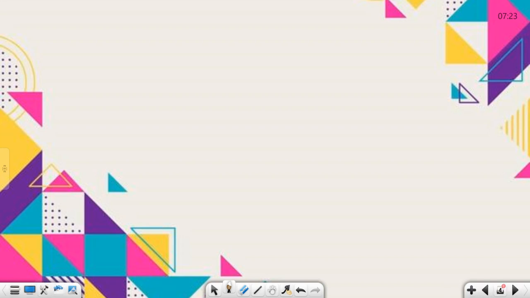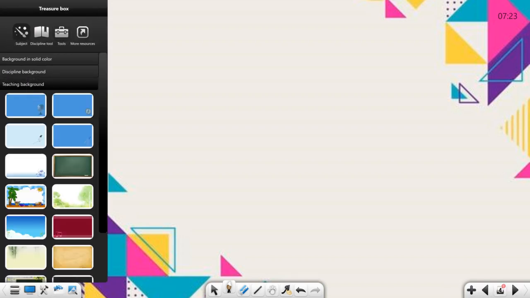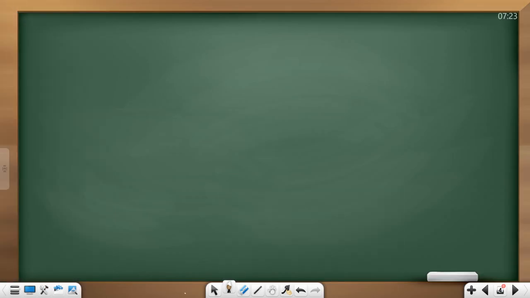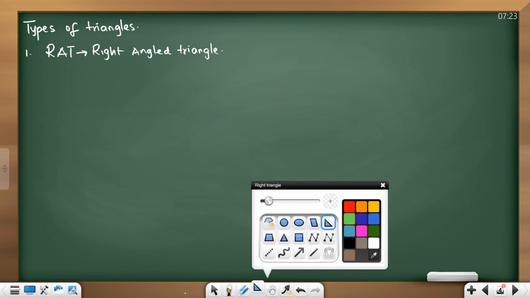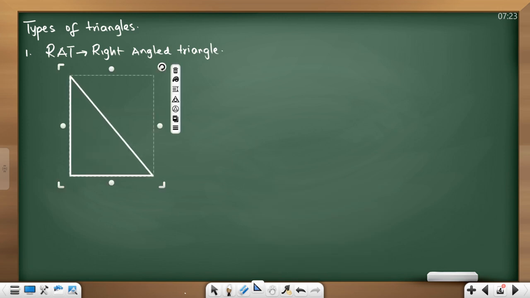So we are still on T. Types of triangles. We need this information. Number one, a right-angled triangle. You know what I mean when I say that? Right-angled triangle. So we're just looking at basic things that we're going to need. That is 90 degrees.